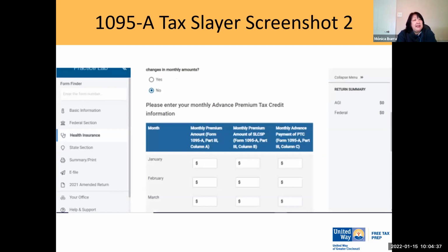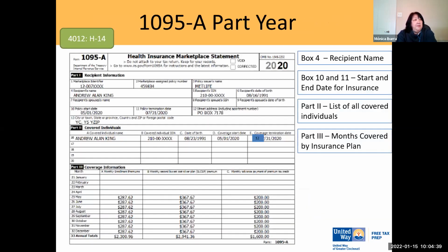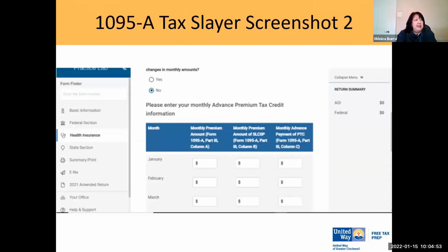However, if you had the second example where the amounts are different, then you have to enter the amounts in columns A, B, and C for each month. You'll just be looking at that, and then in TaxSlayer, it'll say what was the amount in January, what was the amount in February. Because in the previous example, if that didn't start until May, I believe, then you just leave January, February, and March blank completely, and then you start filling in all the information for May.